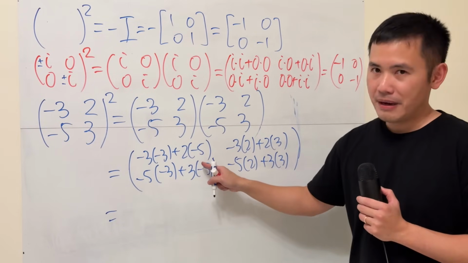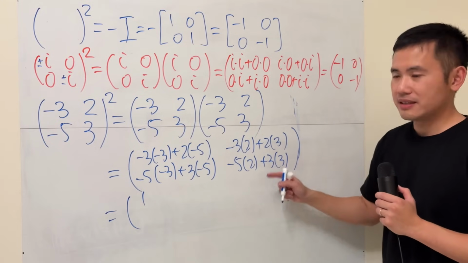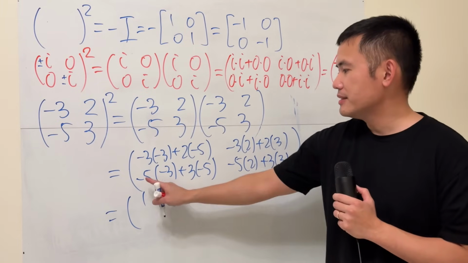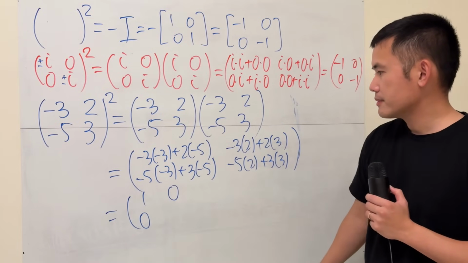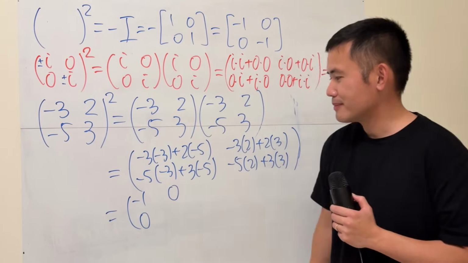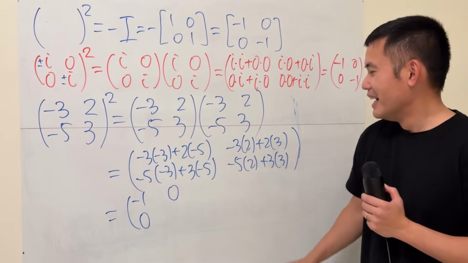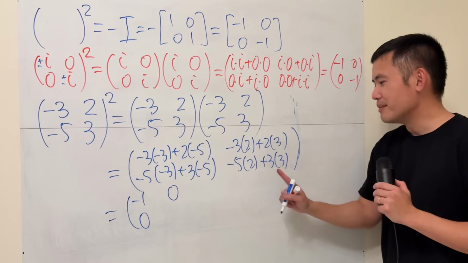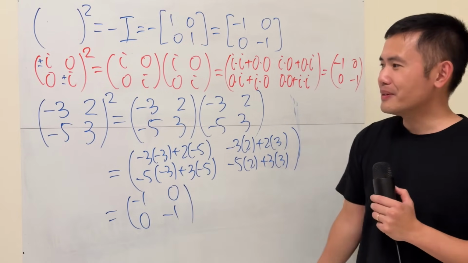that's 9 minus 10, that is -1. That's -6 plus 6, that is 0. This is positive 15 minus 15, that's 0. Lastly, that's -10 plus 9. We get -1. Aha, have a look.